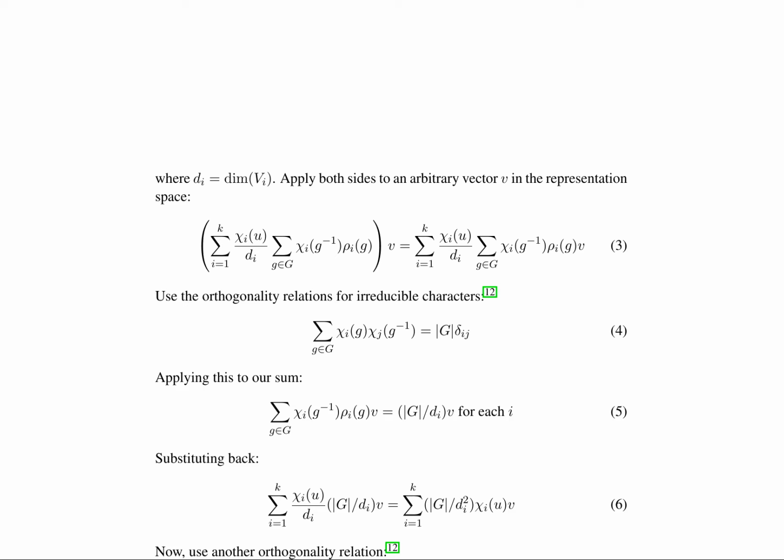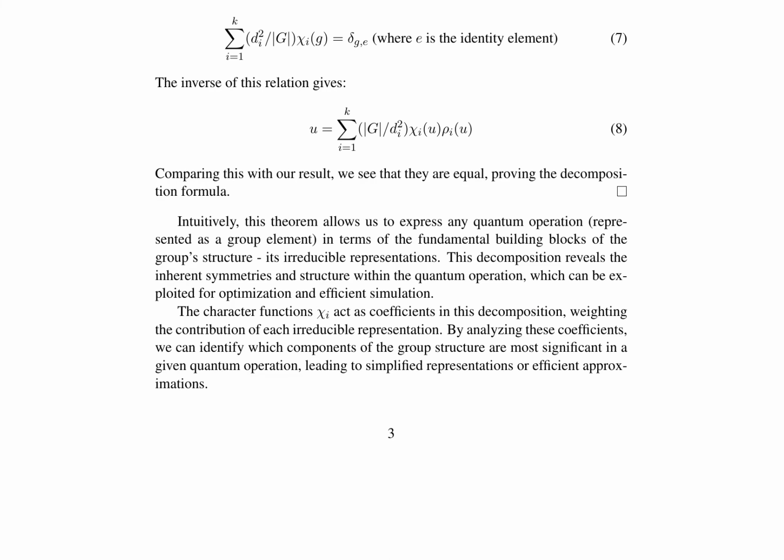This leads to equation 5, which is then further simplified using another orthogonality relation, equation 7, to obtain the final decomposition formula, equation 8. The decomposition formula allows any quantum operation, represented as a group element, to be expressed in terms of the fundamental building blocks of the group structure, its irreducible representations. The character functions chi_i act as coefficients in this decomposition, weighting the contribution of each irreducible representation. By analyzing these coefficients, researchers can identify which components of the group structure are most significant in a given quantum operation, leading to simplified representations or efficient approximations.